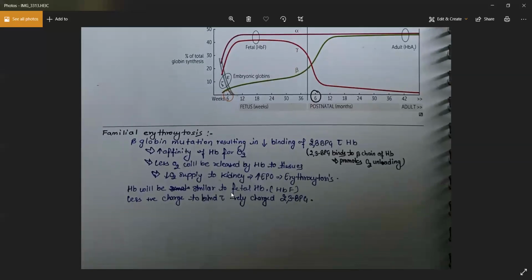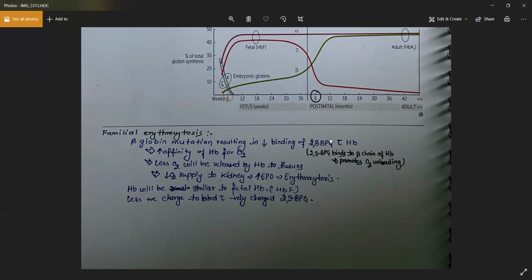Then comes a familial erythrocytosis case in which you have a mutation in the beta globin chain. So the binding of the beta globin chain to the 2,3-BPG is decreased. Now, if the binding of this beta globin chain for the 2,3-BPG is decreased, then as a result, the affinity of the beta globin chain for the oxygen is now increased. As a result, this adult hemoglobin will release less oxygen in the tissues. As a result, tissue hypoxia will happen.